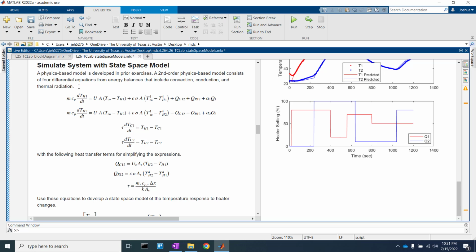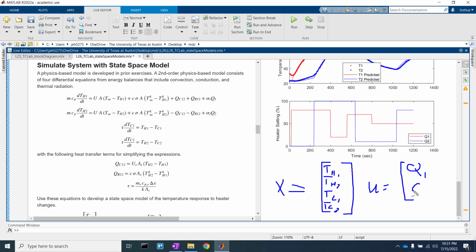Let's define our x, and that will make things make sense real quick. Go ahead and get out the pen. X is going to be equal to TH1, TH2, TC1, and TC2. And while we're at it, let's define U. Our U is going to be Q1, Q2. So our A is going to need 4 rows and 4 columns, so we're able to multiply it. Our U is going to have 2.